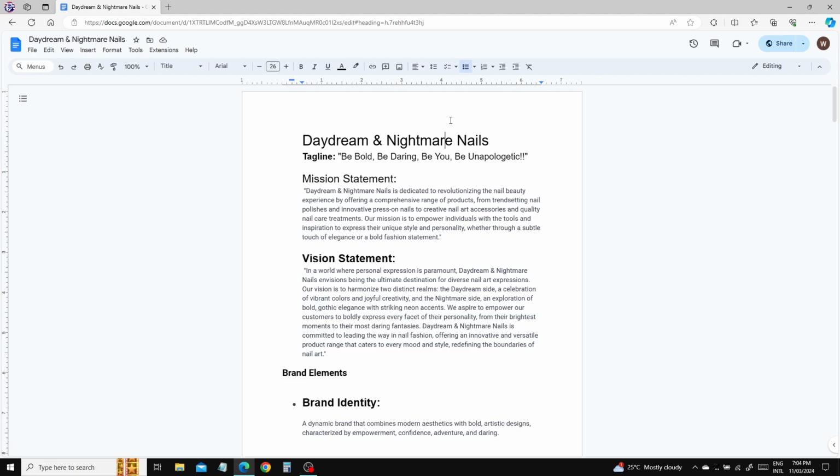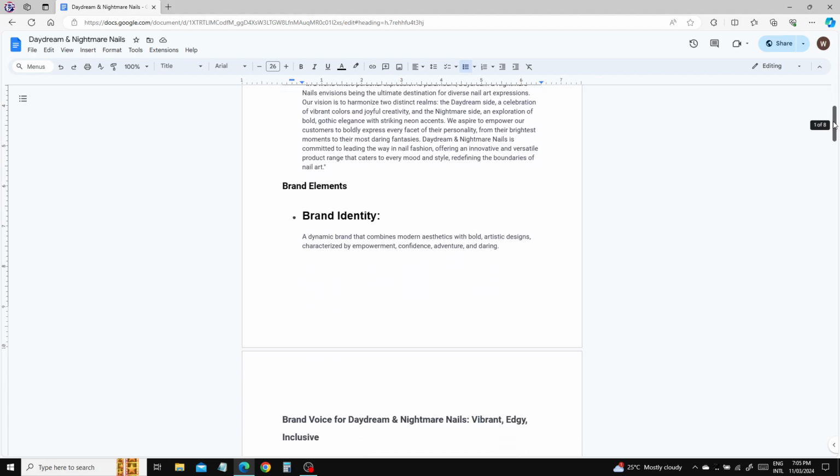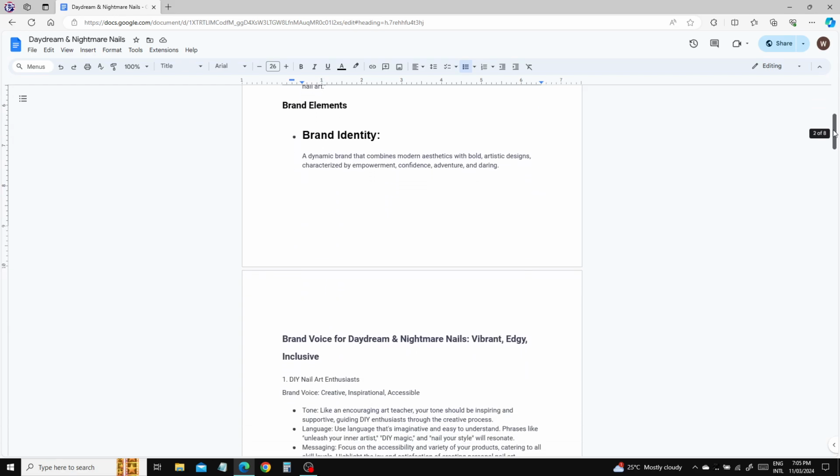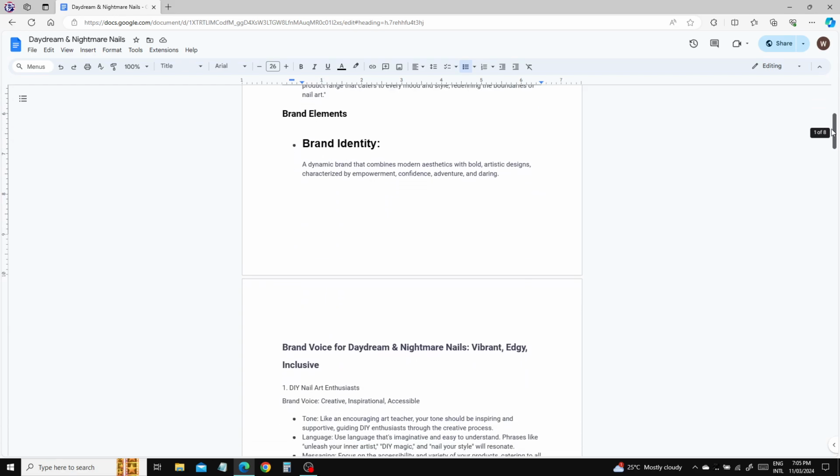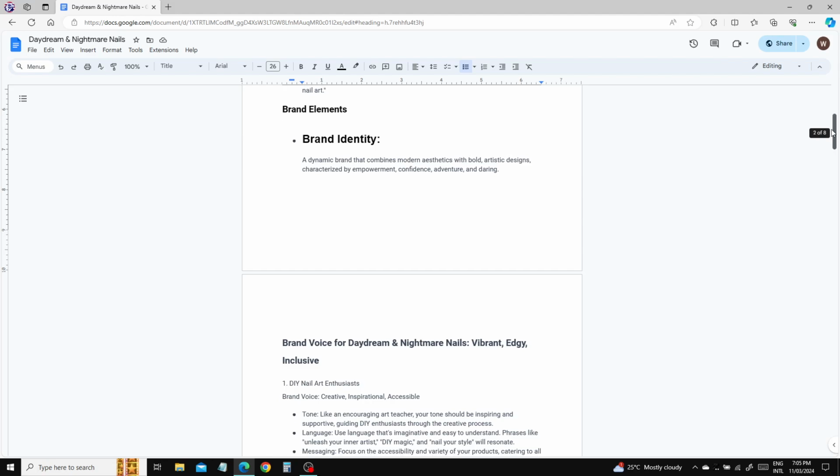But this is just the very beginning of your brand: the way it's going to be perceived, the way it's going to be seen and felt and heard by your target market. So the next thing is the brand identity. This just gives you and the AI, once again, background information on your brand.